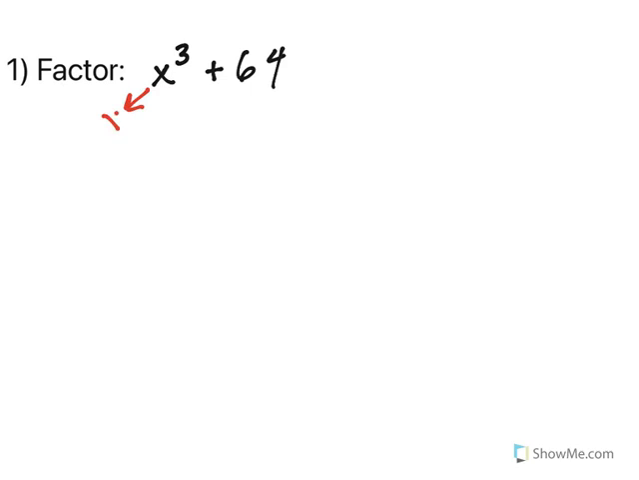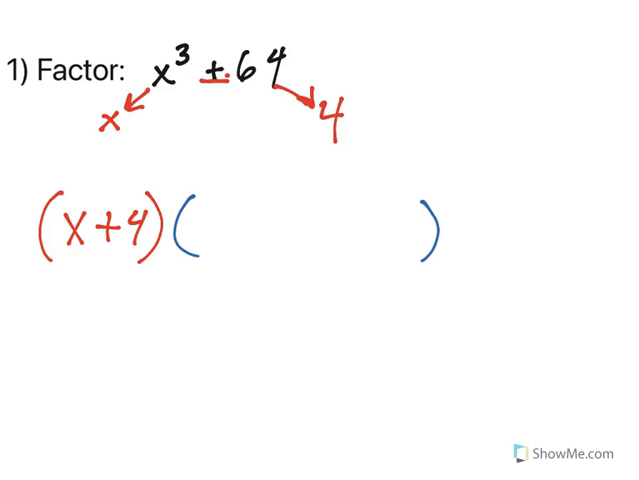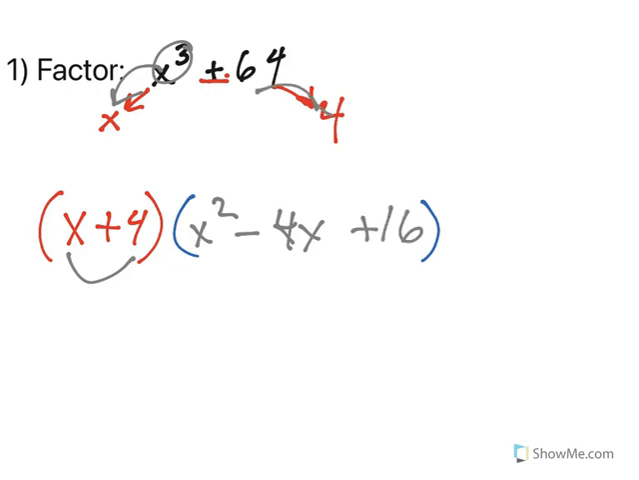So the cube root of x cubed is x. The cube root of 64 is 4. So if I'm factoring a sum of cubes, I start by taking the sum of the cube root of each of those. Then in my next piece, I had x cubed, take out an x, I have left x squared. X times 4 is 4x. Subtract that. And then 64 divided by 4 is 16. So my final answer is x plus 4 times the quantity x squared minus 4x plus 16.